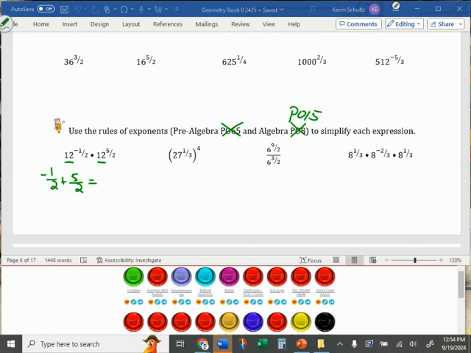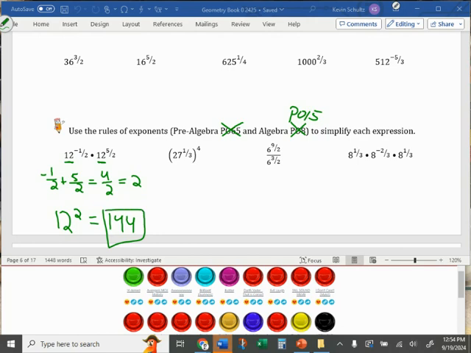Okay. 4 halves. And what does 4 halves equal? 2. So we can simplify this expression to be just 12 squared. Which is what? 144.